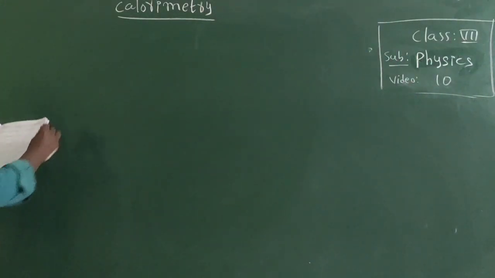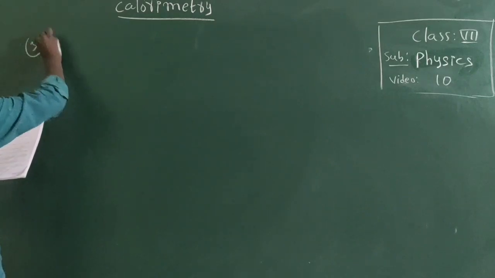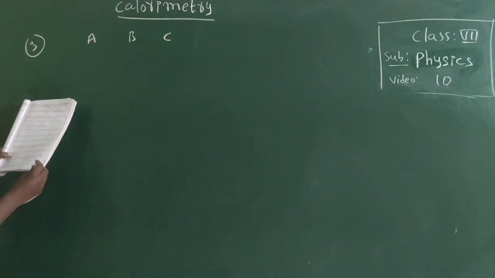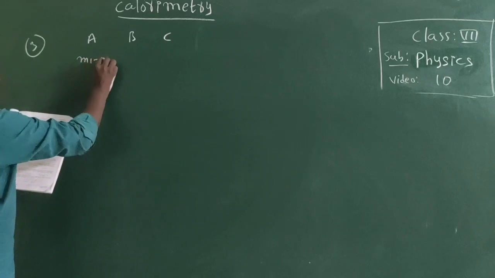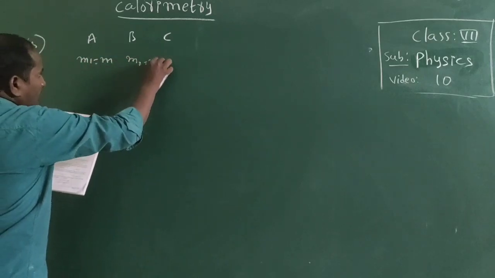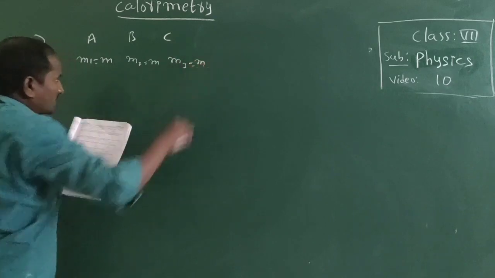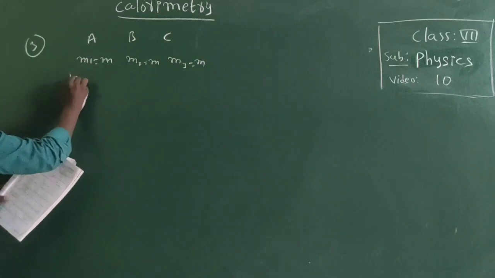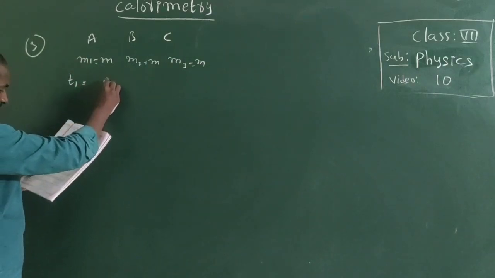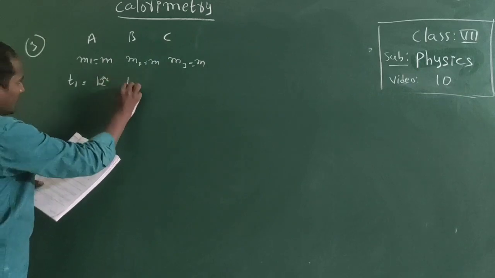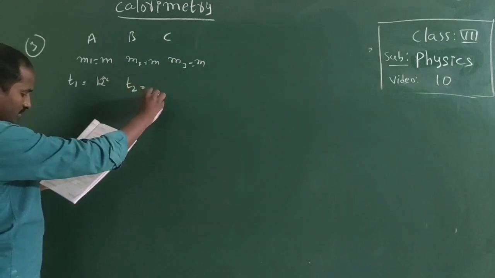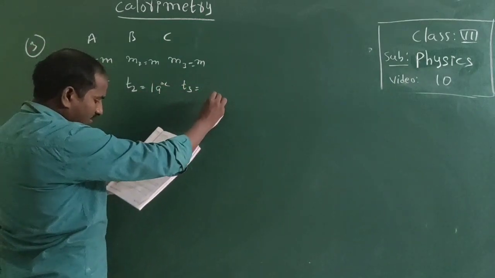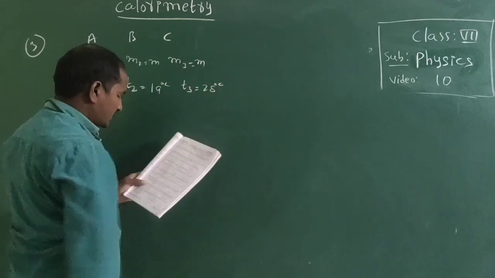Question number 3. A, B, C are three liquids of equal mass: M1 equal to M, M2 equal to M, and M3 equal to M. The temperature of liquid A is 12 degrees Celsius, the temperature of liquid B is 90 degrees Celsius, and the temperature of liquid C is 28 degrees Celsius.